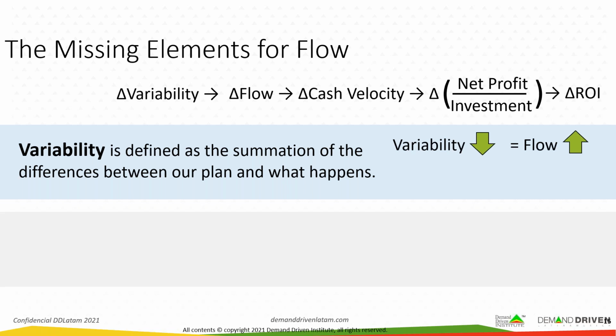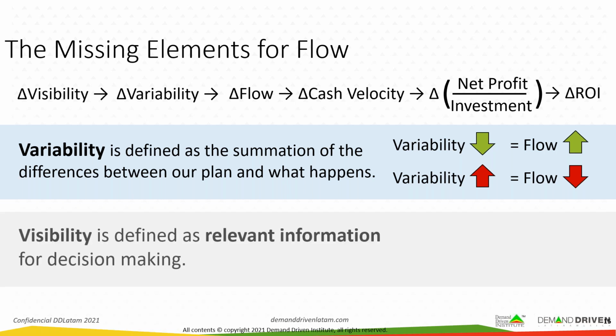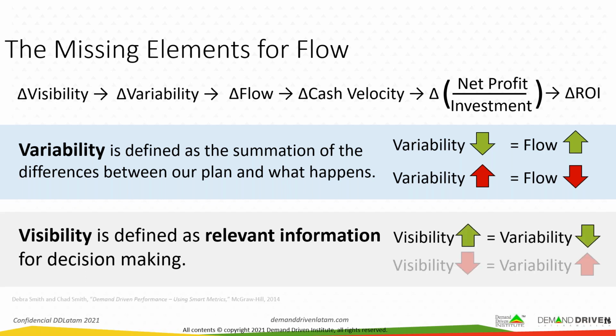As I can reduce variability, then I can improve flow. Conversely, as I have more variability, then I reduce flow. Well, how do I mitigate variability? We do that with visibility. Well, what is visibility? Visibility is defined as relevant information for making decisions. As I have better visibility, I can mitigate variability. If I have worse visibility, then I've got increased variability.